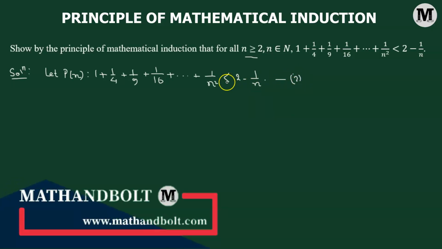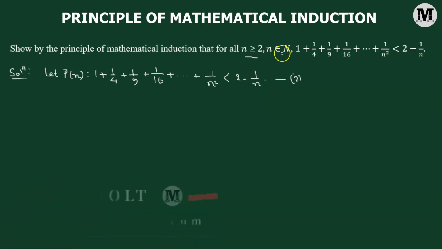We need to verify that this statement is true for all n belonging to the set of natural numbers, and it must be greater than or equal to 2. So that means what we'll do, first let's verify if it is true for n equals 2 or not. We'll not consider n equals 1 because here it's clearly mentioned n is going to be valid only for values greater than or equal to 2. So we'll take P of 2.